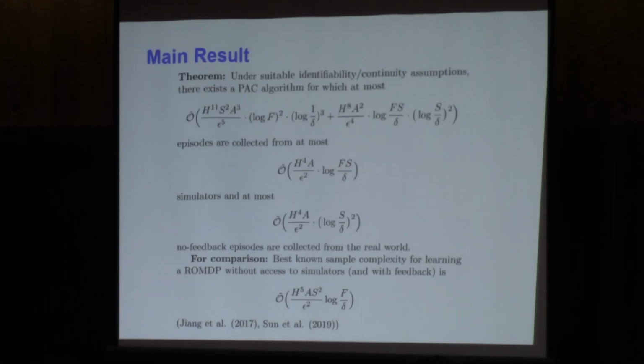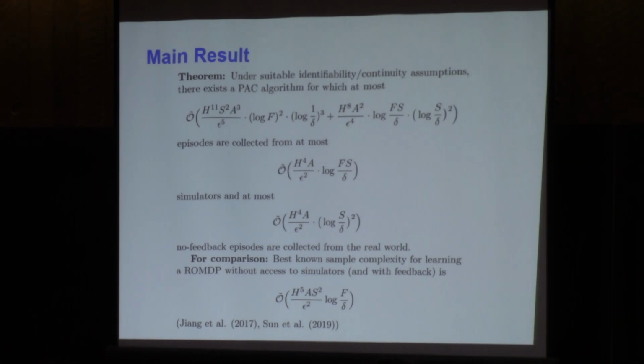Okay. So here's our main result. Let me just highlight the important parts of it. Don't worry about the details of all the formulas. Epsilon and delta mean the same thing as before. H is the horizon, the number of steps in an episode. S is the size of the state space. A is the size of the action space. F is the cardinality of this.